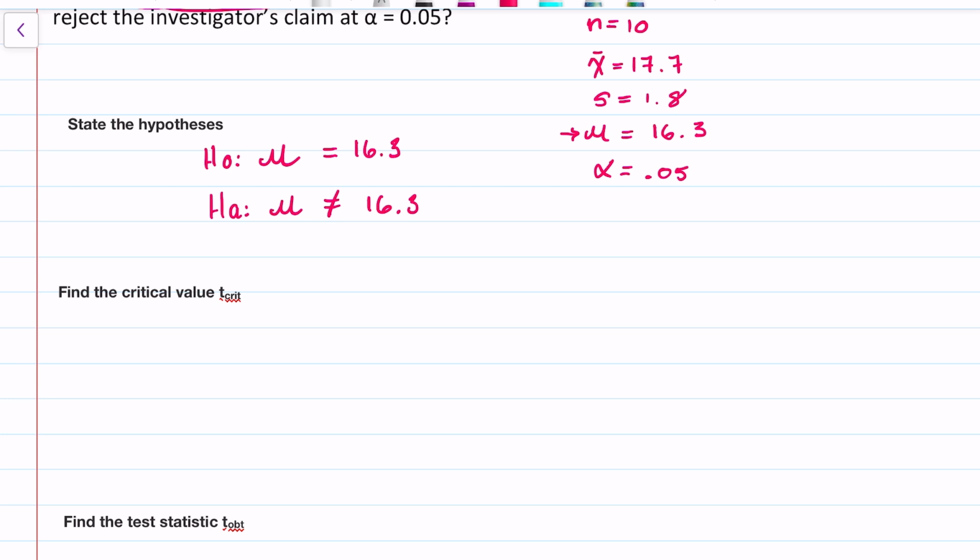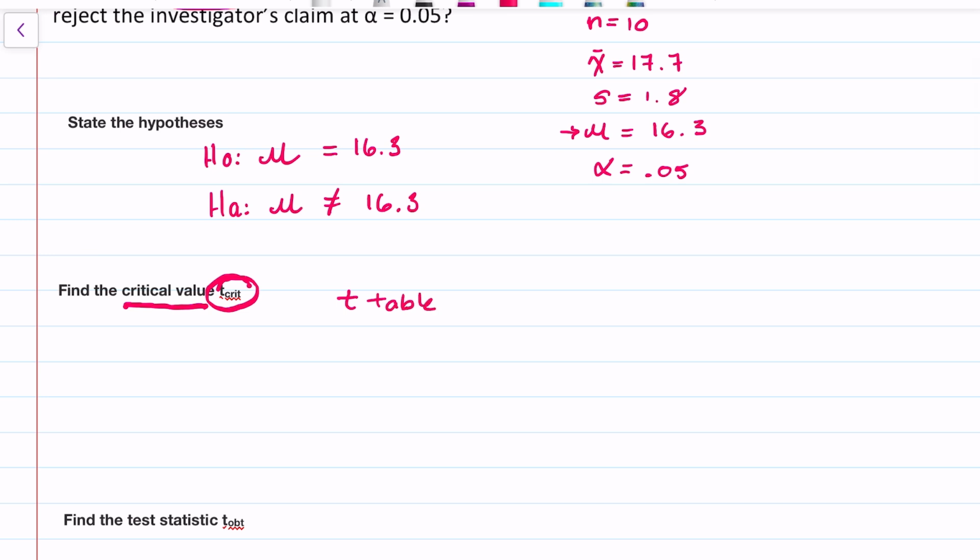So now we're going to find our critical value, which I label T crit. Why do I like putting the crit in there? To remind you, it is the critical value and not to confuse it with what we're going to calculate, which I label as T obtained. So the critical value comes from the table. So it's actually a theoretical value. So we're going to need the T table.